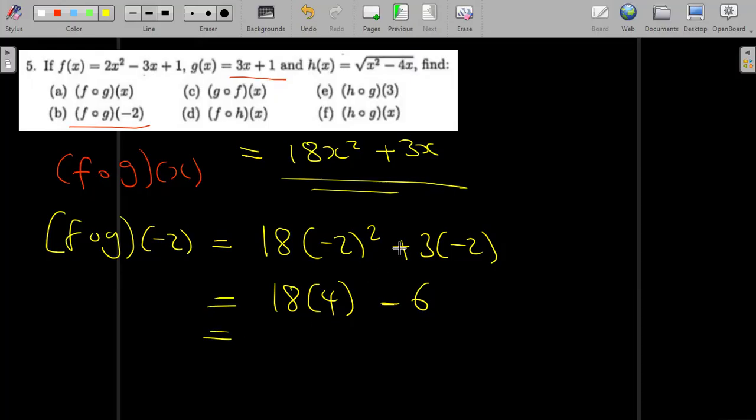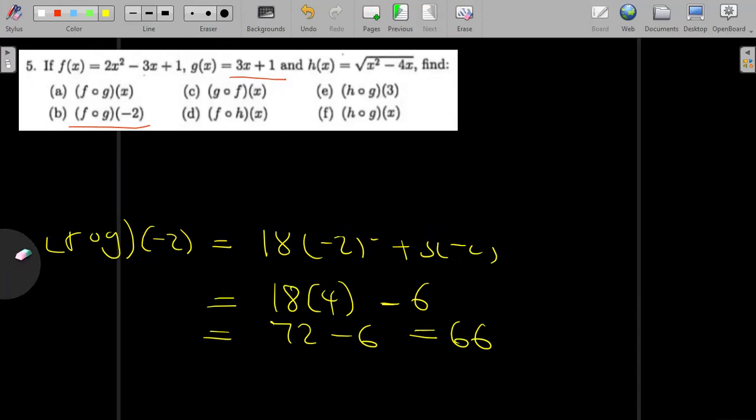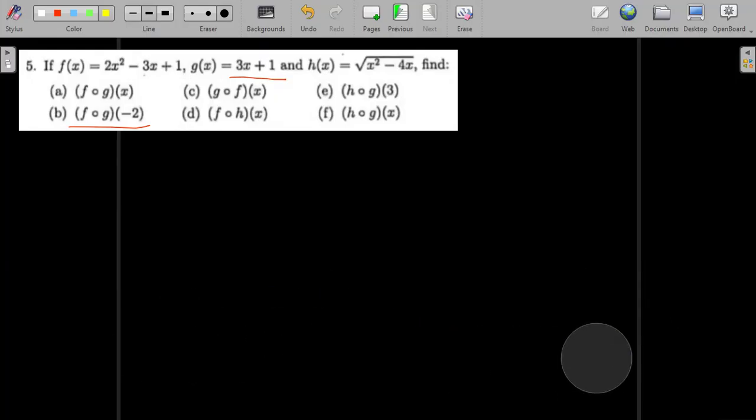Okay, so what do we get when we multiply 18 by 4? That just gives us 72, minus 6, and that just gives you 66. So this here is equal to what? 66. That's what that value is. Okay, move on. Let's do the other one.